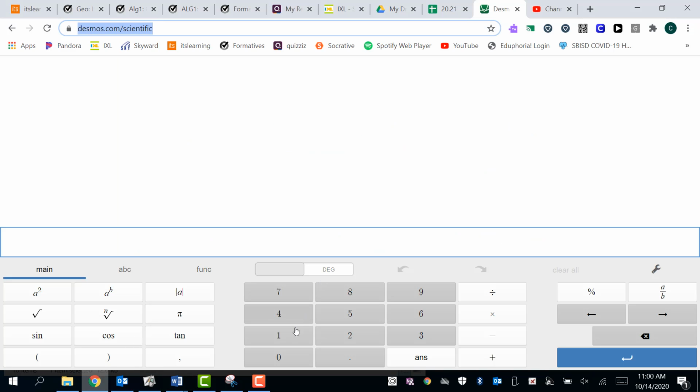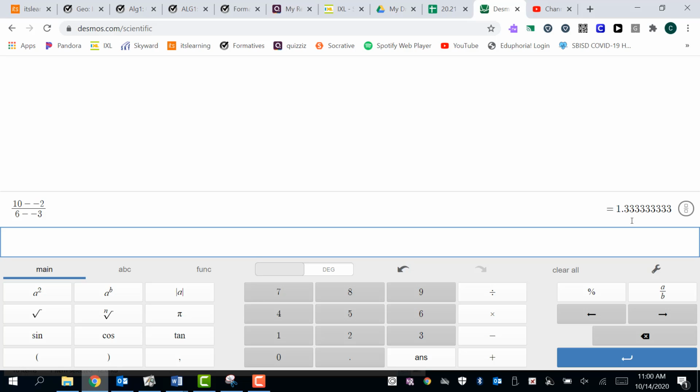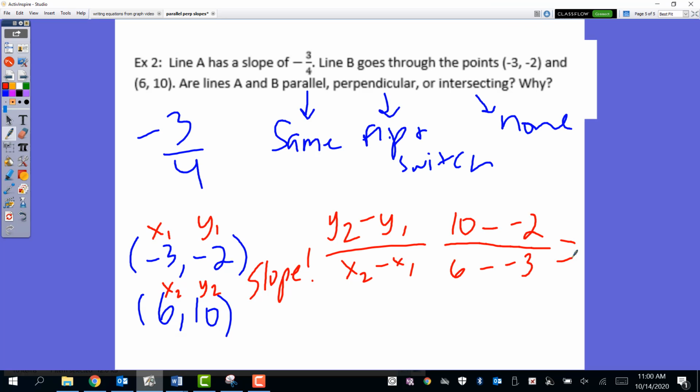So, where's my calculator? Well, I'm going to start by making a fraction. So let me clear all. To get the fraction to show up, we type a over b. On the top I do 10 minus -2. And then click on the bottom is when I do 6 minus -3. Enter. Oh, I got this ugly decimal, so I want to convert it back to a fraction, so I push that button. And it gives me 4 over 3.